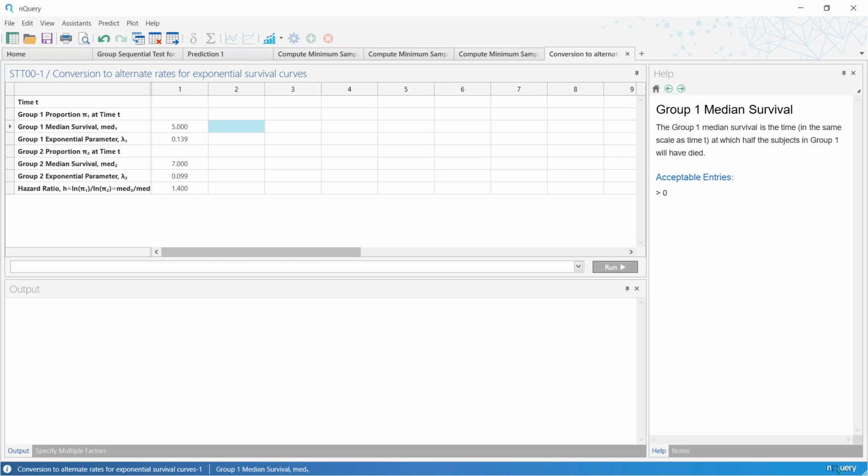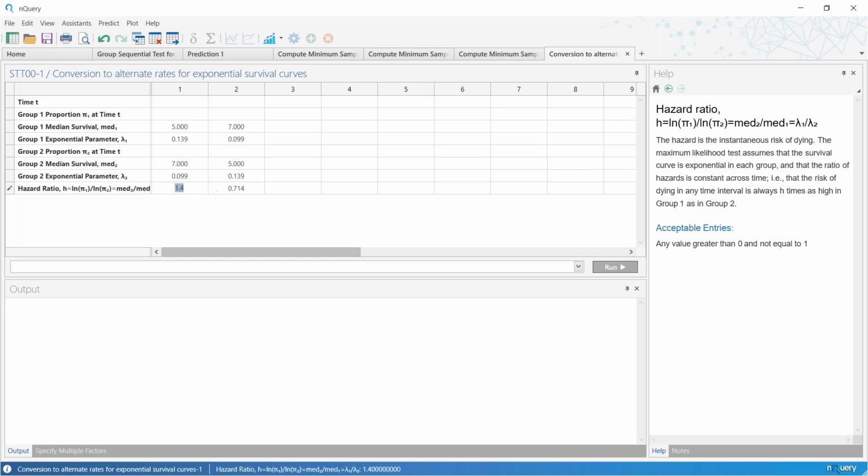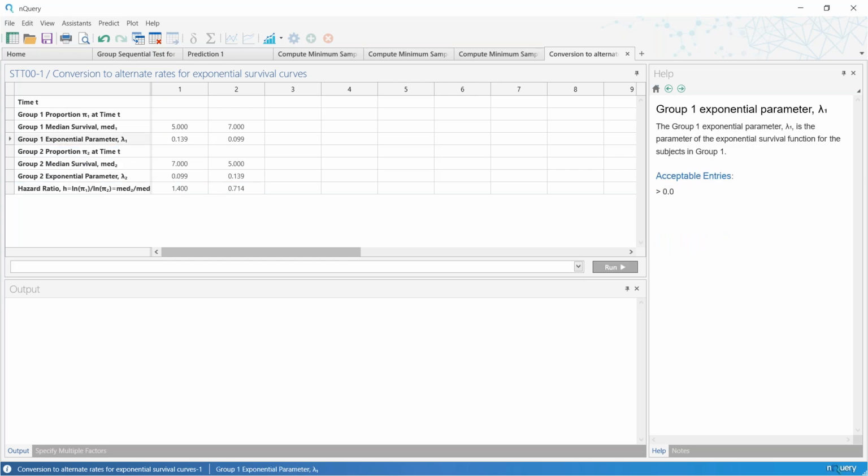But we can also do this the other way around. It's basically the same thing. Basically, it's just the reciprocal of this. And you can see that the exponential rate for the treatment group is around 0.099, or basically 0.1, and it's about 0.14 in the control group.